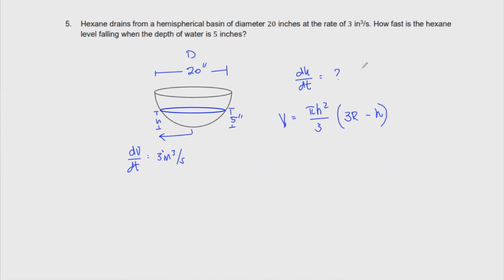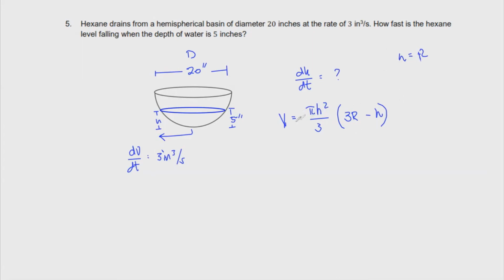Now, just to show you a quick understanding of how this volume works. If this h reaches the highest level, which is half of the sphere, this h would be equal to r. In that case, we have pi r squared over 3 right here, and then 3r minus r, which gives you 2r. We're left with the volume equal to pi times 2r cubed over 3, which gives us the general formula for the volume of a hemisphere. So that's practically how it went in this equation.